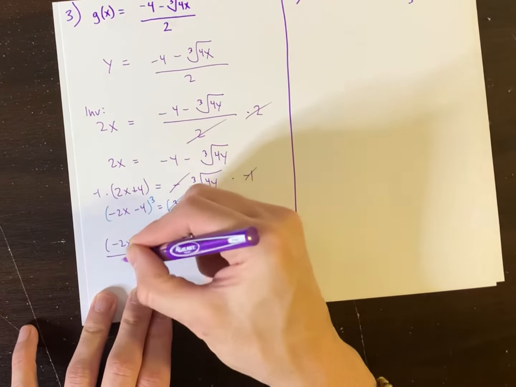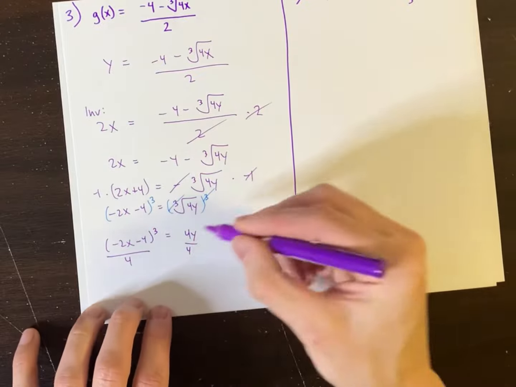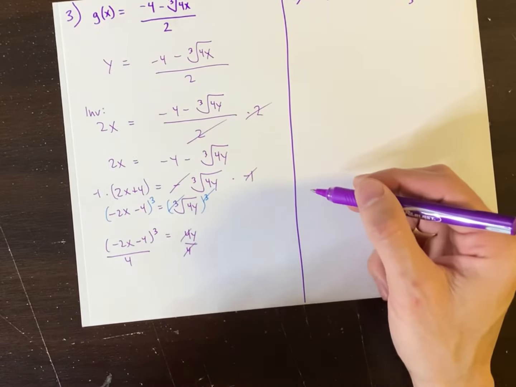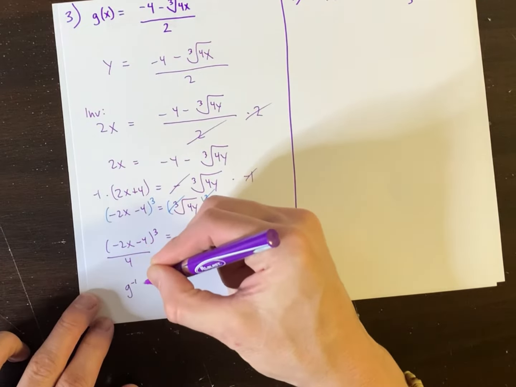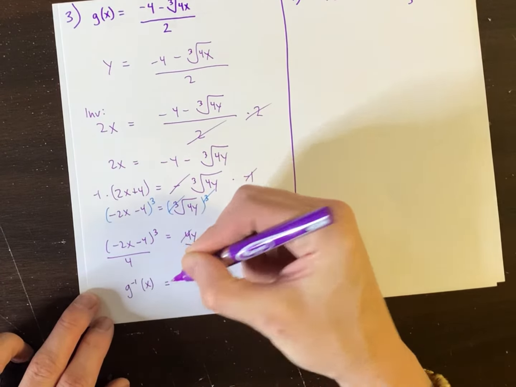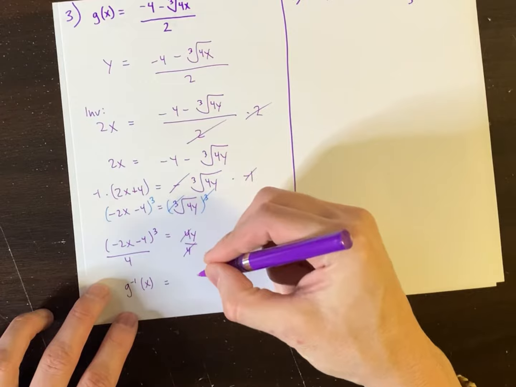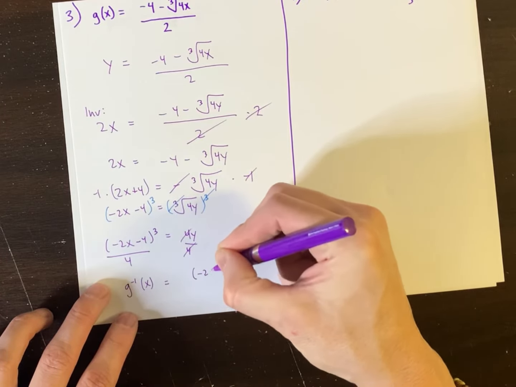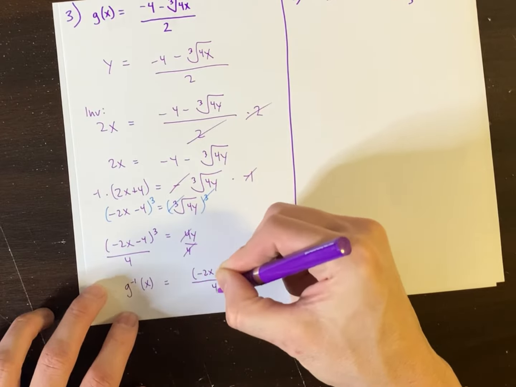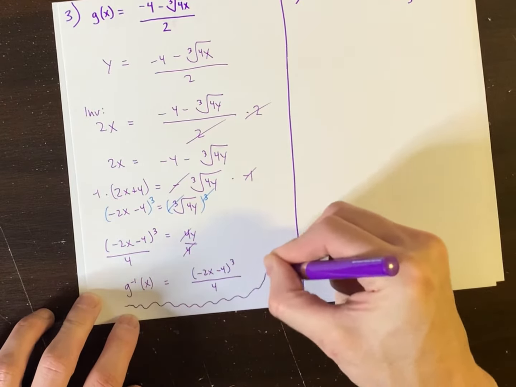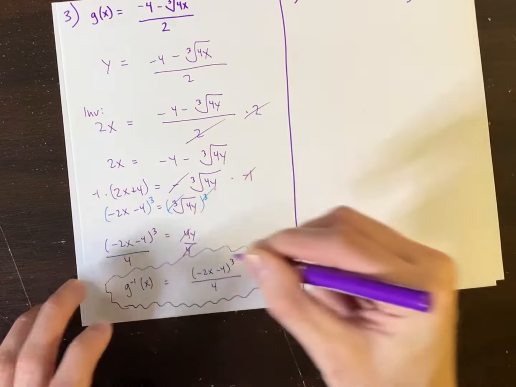Now we can divide by 4 to finish this problem. Divided by 4 because these knock out. y is alone. I'll call it g inverse of x, and I'll write that title on the left-hand side. And over here we have -2x minus 4 cubed over 4. There we are. And so now I'm done with that one.